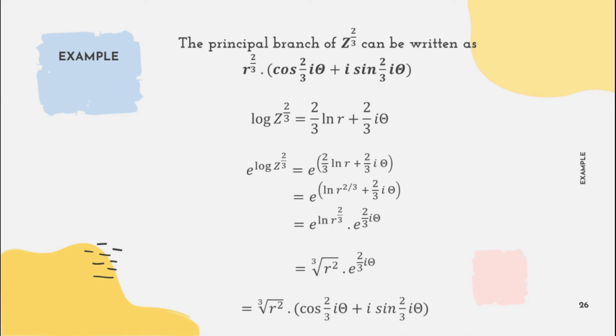Since exponential log alpha is equal to alpha, exponential ln r power 2/3 is r power 2/3. Then the equation is changed into r power 2/3 times exponential 2/3 i theta. Since exponential iy is equal to cos y plus i sin y, exponential 2/3 i theta is equal to cosine 2/3 theta plus i sin 2/3 theta. Then the solution is r power 2/3 times cosine 2/3 theta plus i sin 2/3 theta.